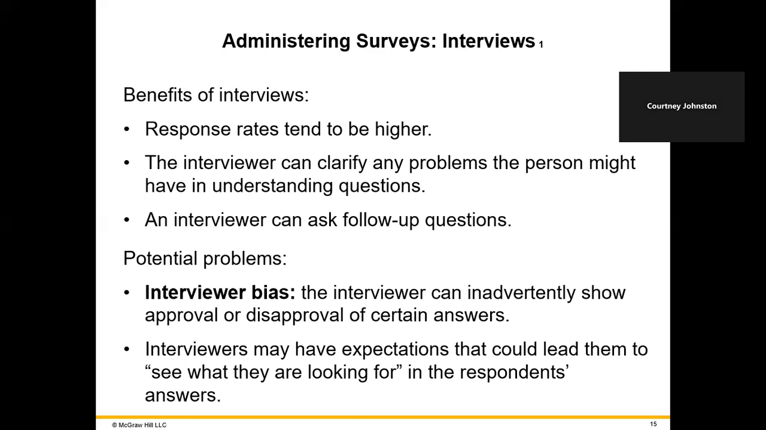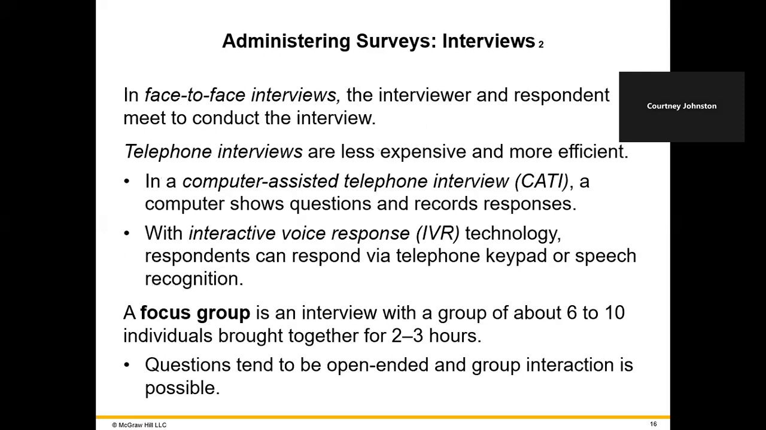Some of the issues: interviewer bias. The interviewer can inadvertently show approval or disapproval of certain answers, even by their nonverbal facial expressions or the tone of their voice, and that can influence the following answers that a participant gives. Interviewers might also have expectations that could lead them to see what they're looking for in the respondent's answers. So it's confirmation bias. We're looking for the specific parts of a participant's answer that we are going to cling on to, and that's what we're going to report as their answer.